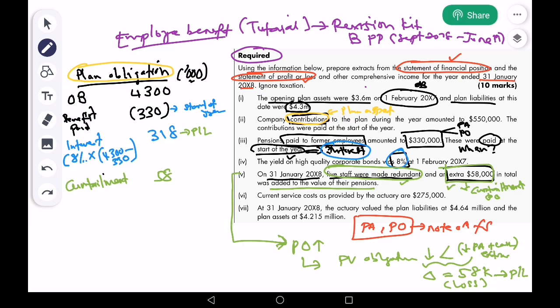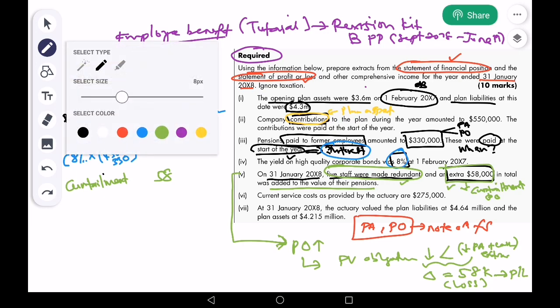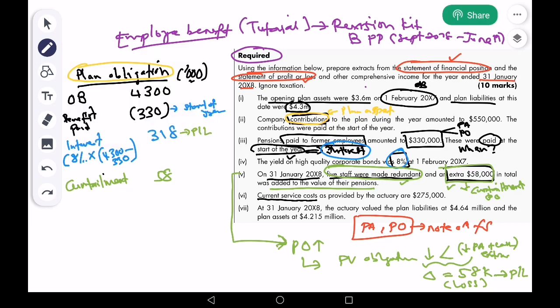Now we continue our story. Now we have current service cost. Perfect, class. This is under plan obligation as well. 275. The actuaries mentioned current service cost 275.